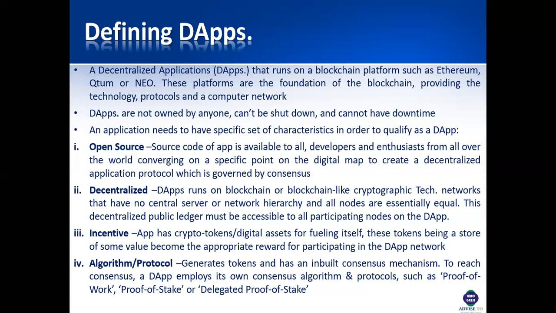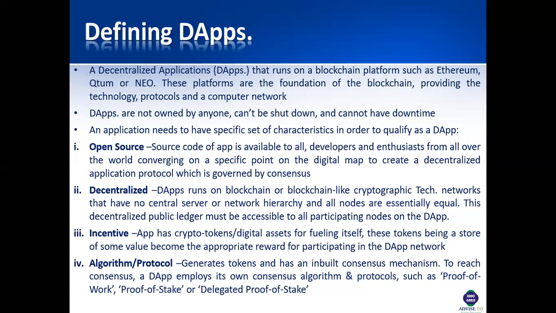But in the distributed app model, you need to have incentive, otherwise you won't be operating in that ecosystem. So what do I mean by incentive here? The app has a crypto token, a digital asset, for fueling itself. These tokens, being a store of some value, become the appropriate reward for participating in the DApp network. So you have to assign tokens to each and every participant in your ecosystem. These tokens will have certain value. Either it represents some digital asset, or it may represent some cryptocurrency also.